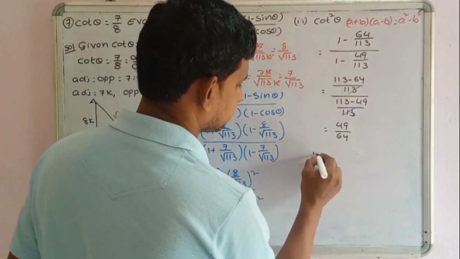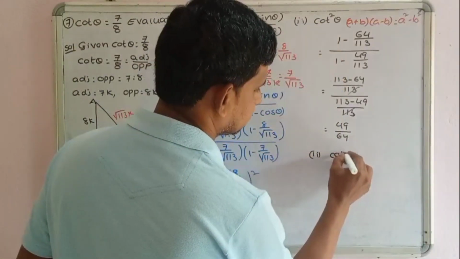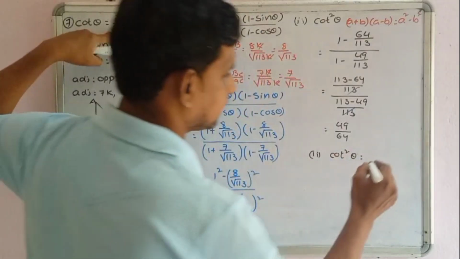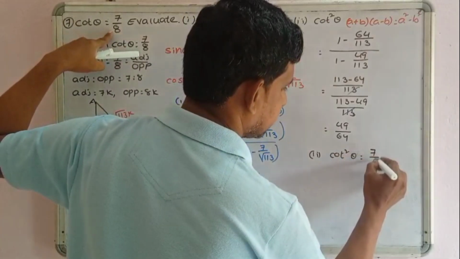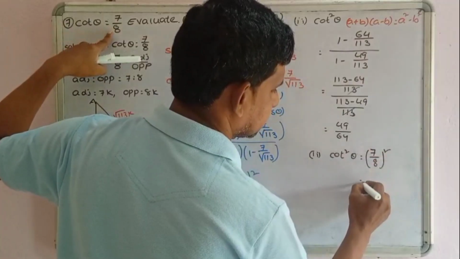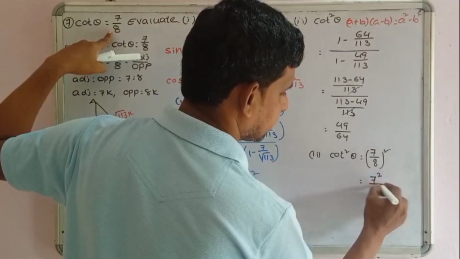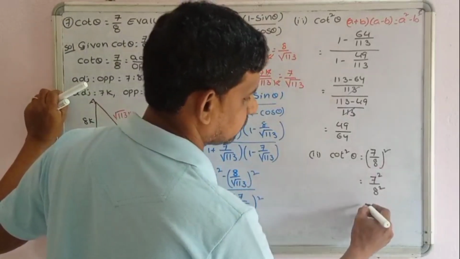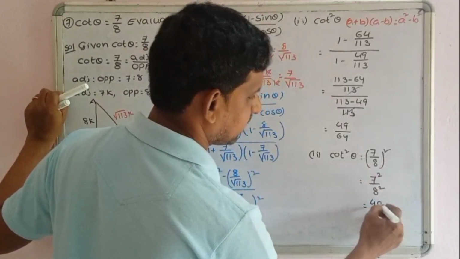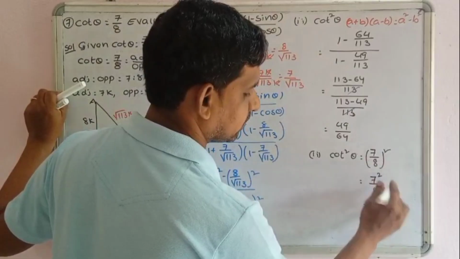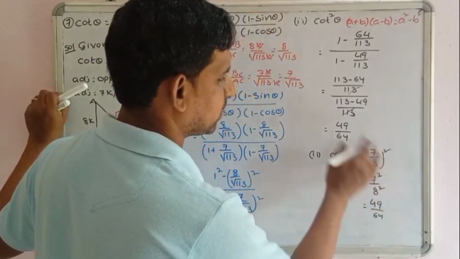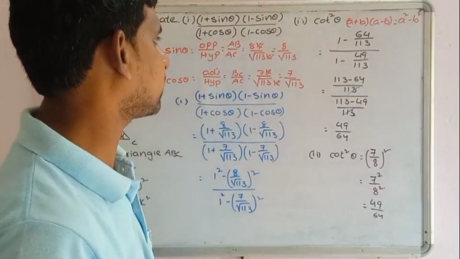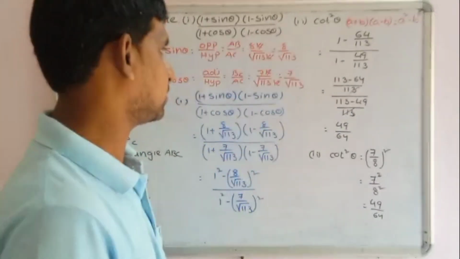Cot square theta. So what is cot theta? Given cot theta equals 7 by 8, 7 by 8 whole square, so 7 square by 8 square. 7 square value is 49, 49 by 8 square, and 8 square value is 64. So I think these both values are the same. That means cot square theta equals (1 plus sin theta) into (1 minus sin theta) by (1 plus cos theta) into (1 minus cos theta).